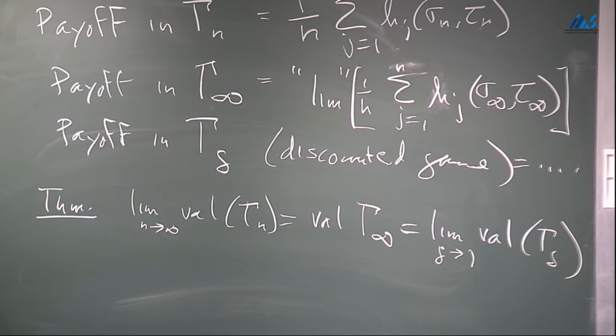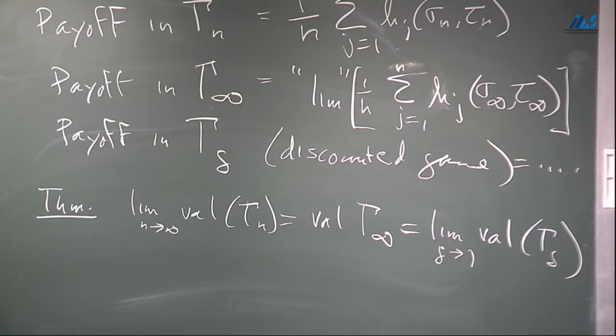This is not always the case. This is the case in the particular situation that we are looking at, and that is zero sum and incomplete information on one side only. In that case, all these are the same. All right, let's now get back to our game.